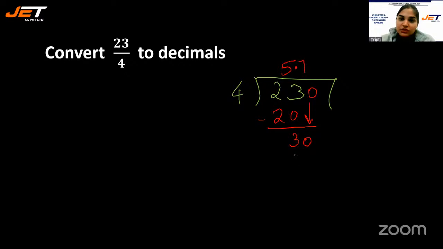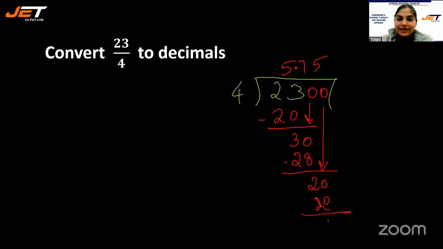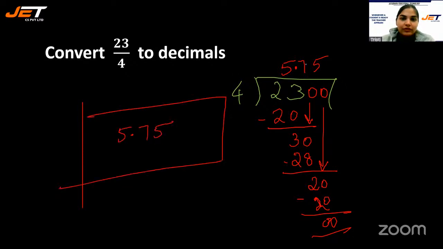4 times 7 is 28. Again, 2 here, an extra 0. Putting it down, 4 times 5 is 20. So here, the answer is, how I can write 23 by 4, is 5.75.